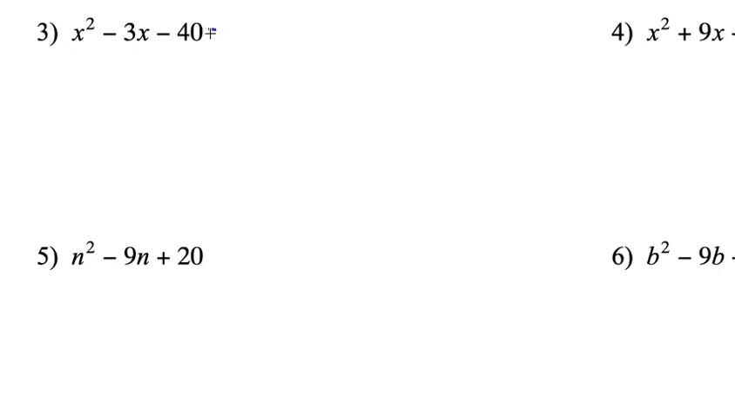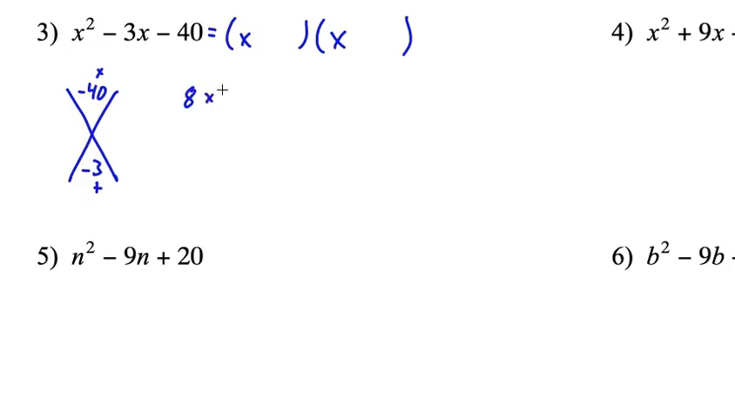Number 3, once again, we are factoring a trinomial. To get x squared, we know it will be x times x. Now, we want two numbers that multiply to make negative 40. Those same two numbers need to have a sum of negative 3. So now we're dealing with negative numbers. Okay, let's write out some numbers that multiply to make 40.